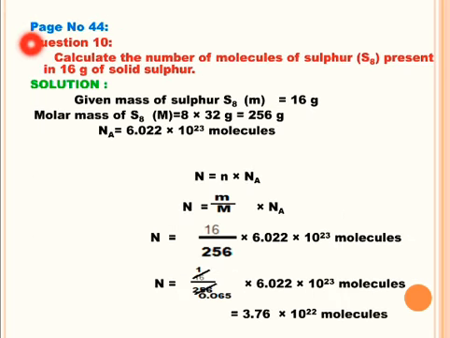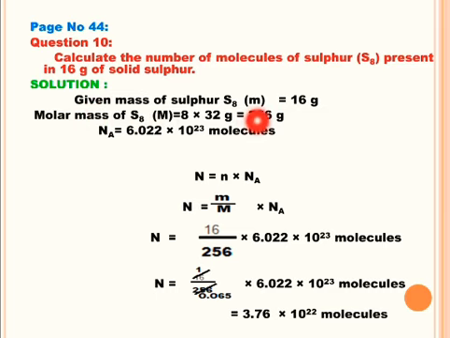Now students, let's solve one more similar numerical given in back exercise on page number 44 as question number 10. Calculate the number of molecules of sulfur S8 present in 16 grams of solid sulfur. So let's do this numerical. Students, tell me what is given in this statement. Yes, the value of small m means the mass of sulfur S8 is given, which is equal to 16 gram.